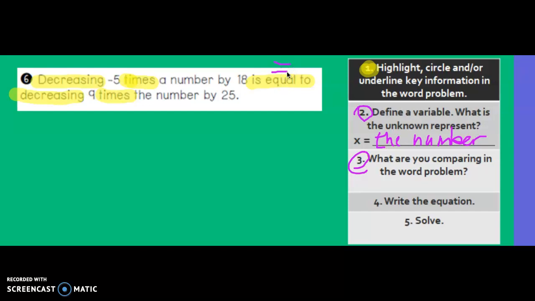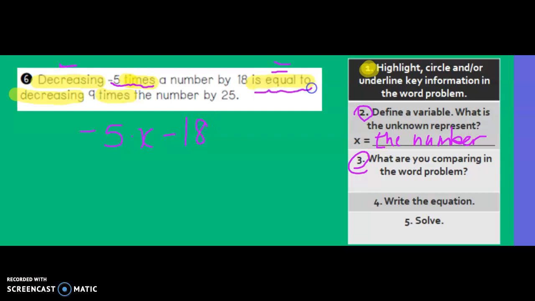Now let's go ahead and as we read the words, let's put the symbols in. So decreasing does mean subtraction, and it is not one of those turnaround phrases. So we're going to take -5 times the number and then decrease it by 18, which means we're going to subtract 18. So that would be -5 times the number, which is x, and then decrease it by 18 means we're going to subtract 18.